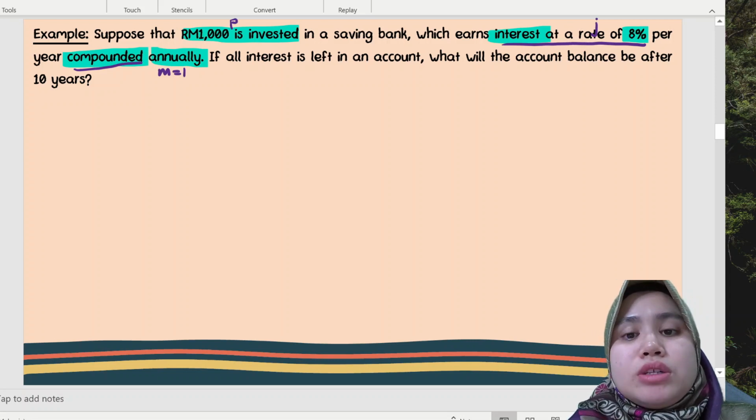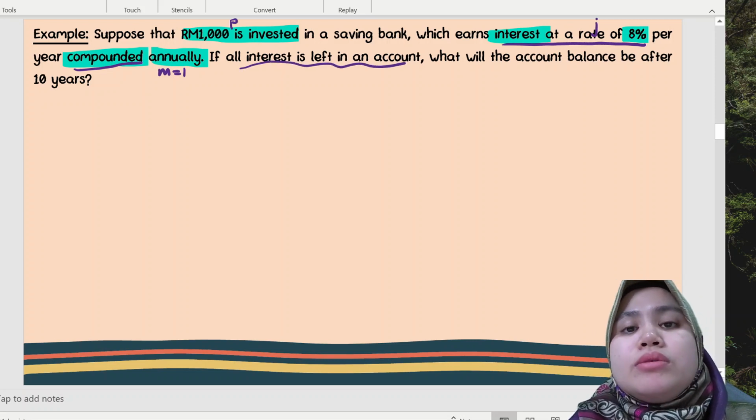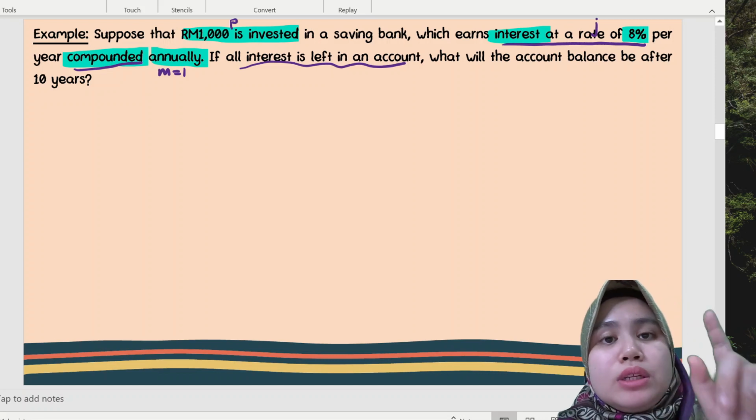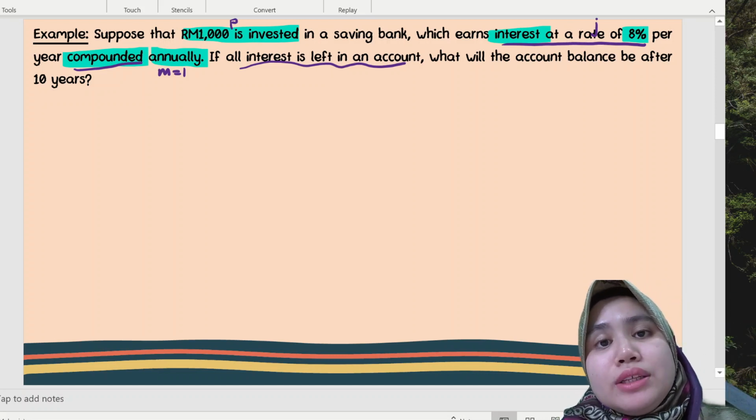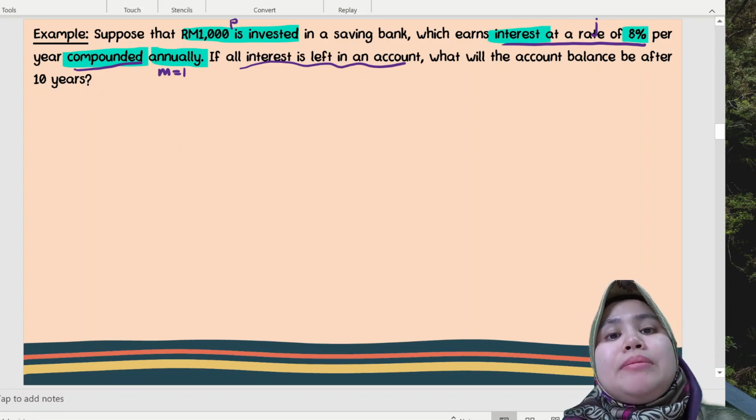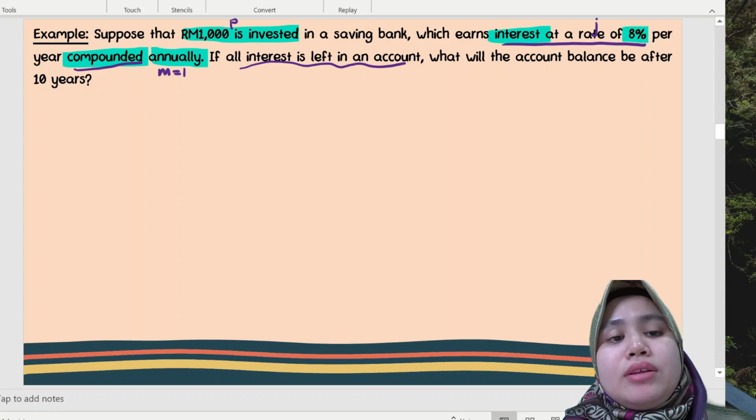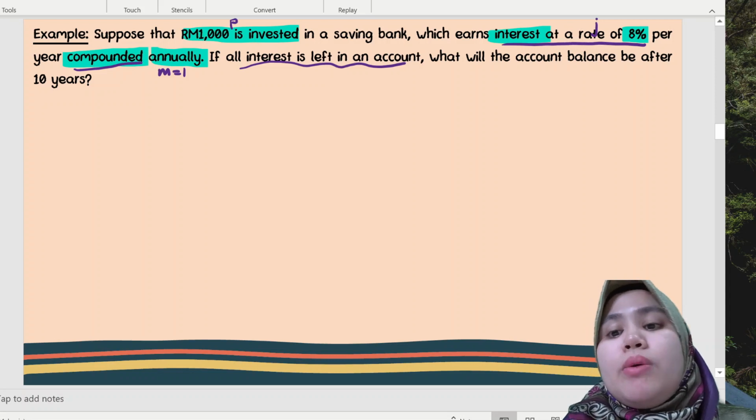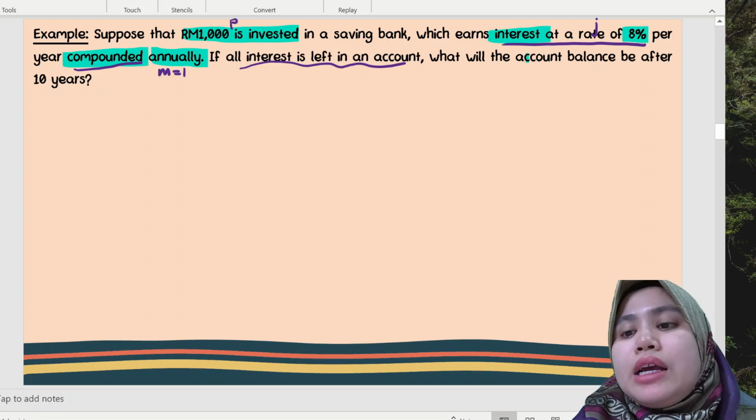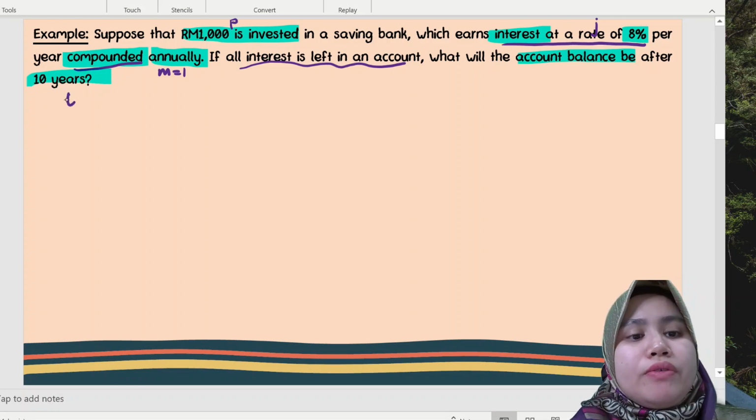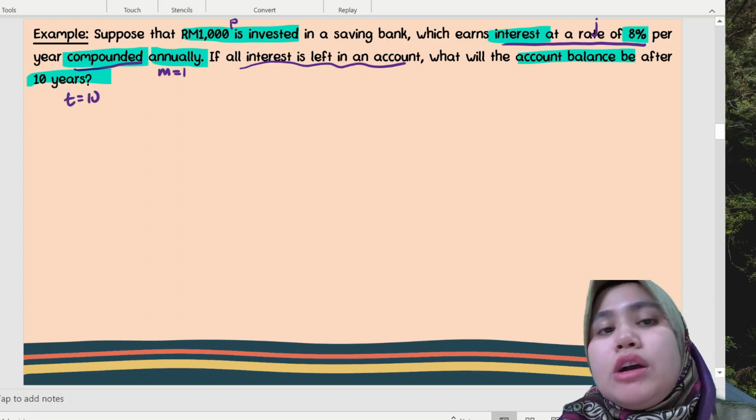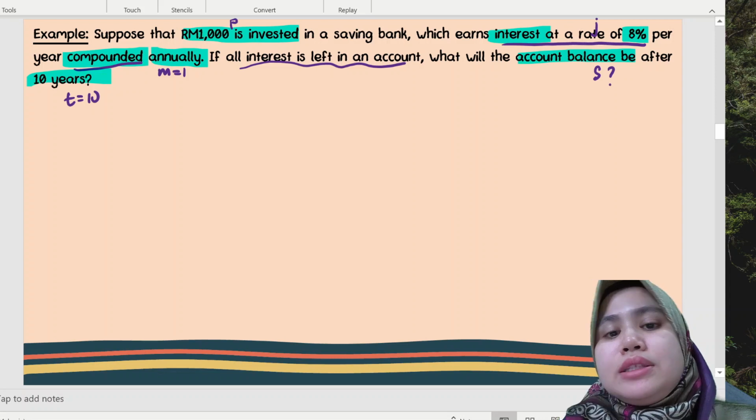If all interest is left in the account, what does it mean? That means you didn't take out the interest that you got from the account. You maintain the money inside the bank, inside the account. What will be the account balance after 10 years? So here we have the information T equal to 10. Account balance means you want to find S.